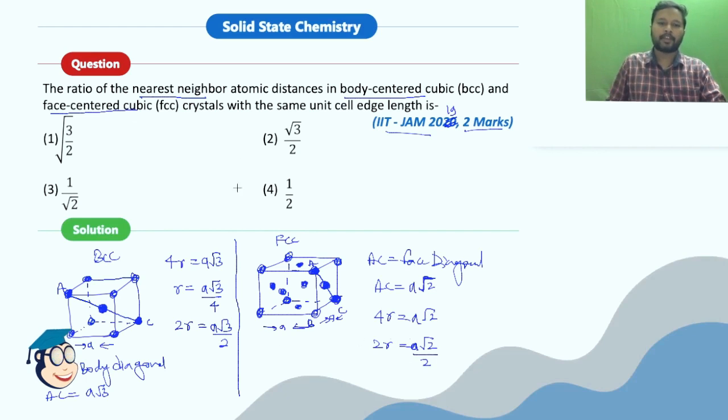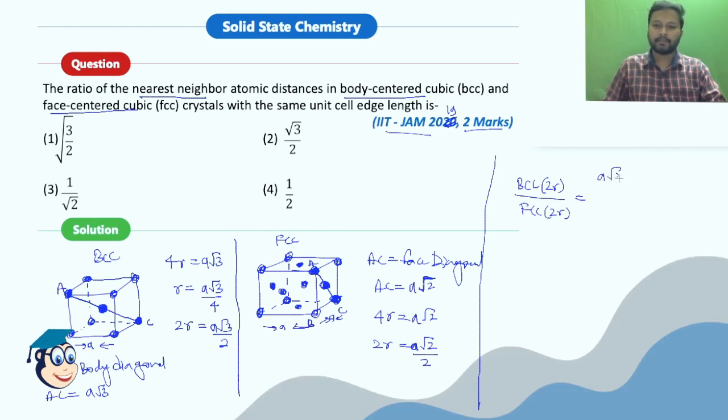Now you have to tell the ratio of these two. You have to take the ratio in such a way that you put the value of BCC first and then the value of FCC. So I'll just do it here on the screen. I'll be putting 2R for BCC divided by 2R for FCC. How much is this going to be? For BCC I have this value, right? So it's A root 3 by 2 divided by A root 2 by 2.